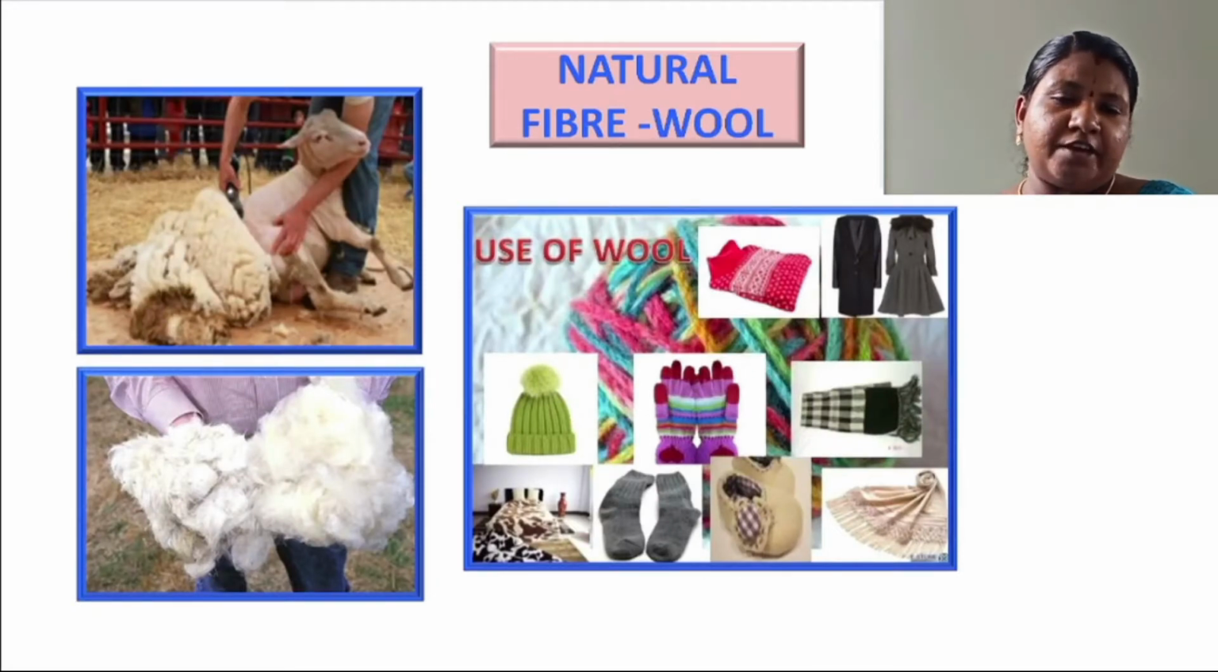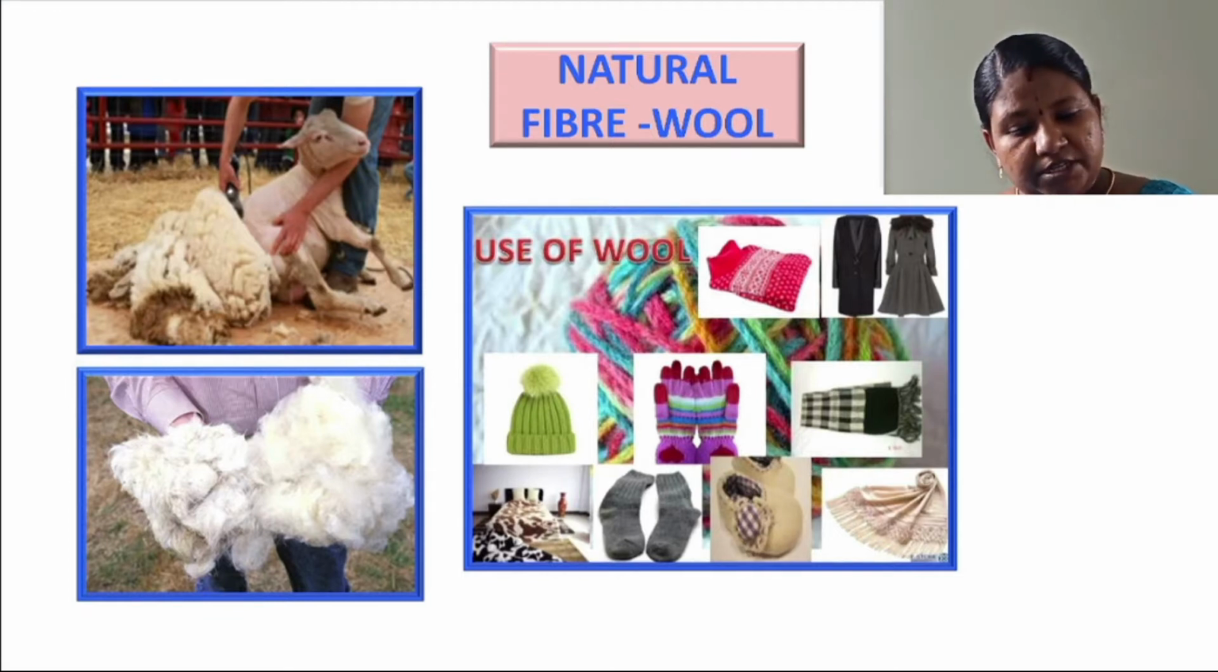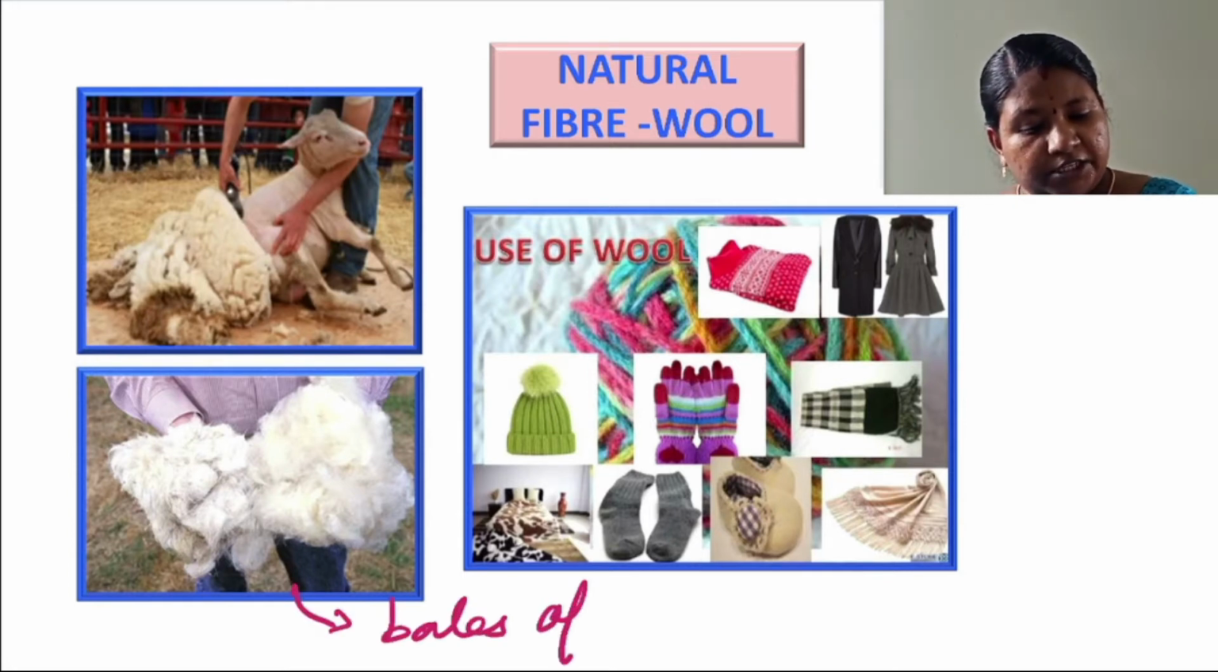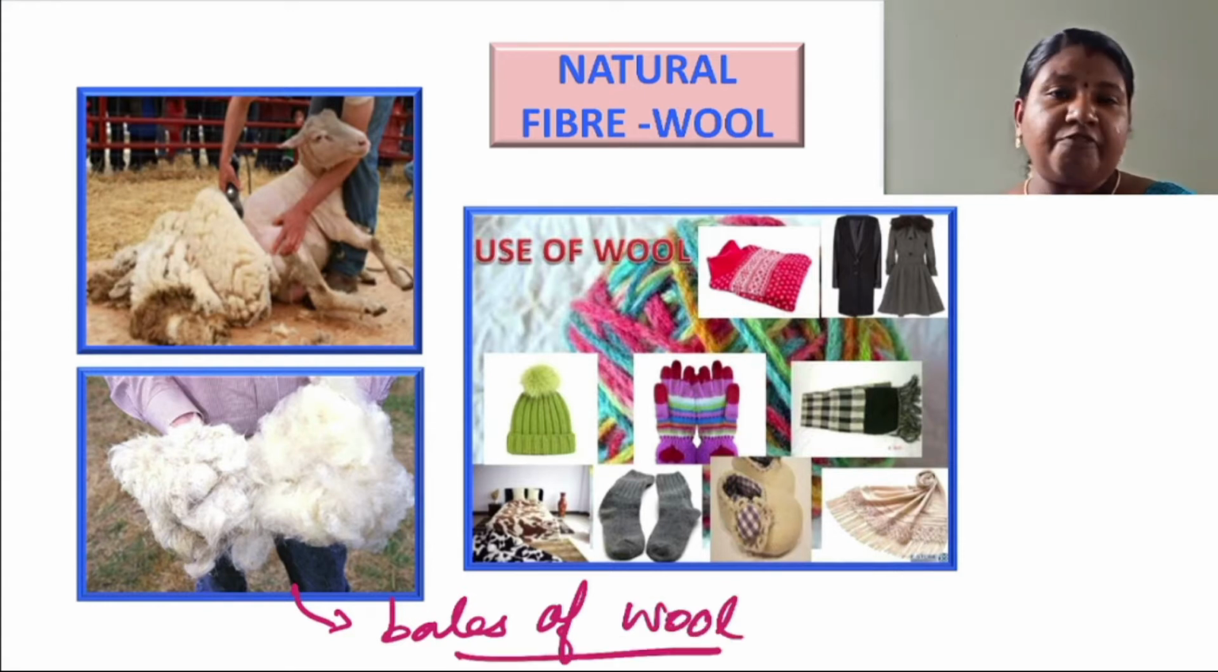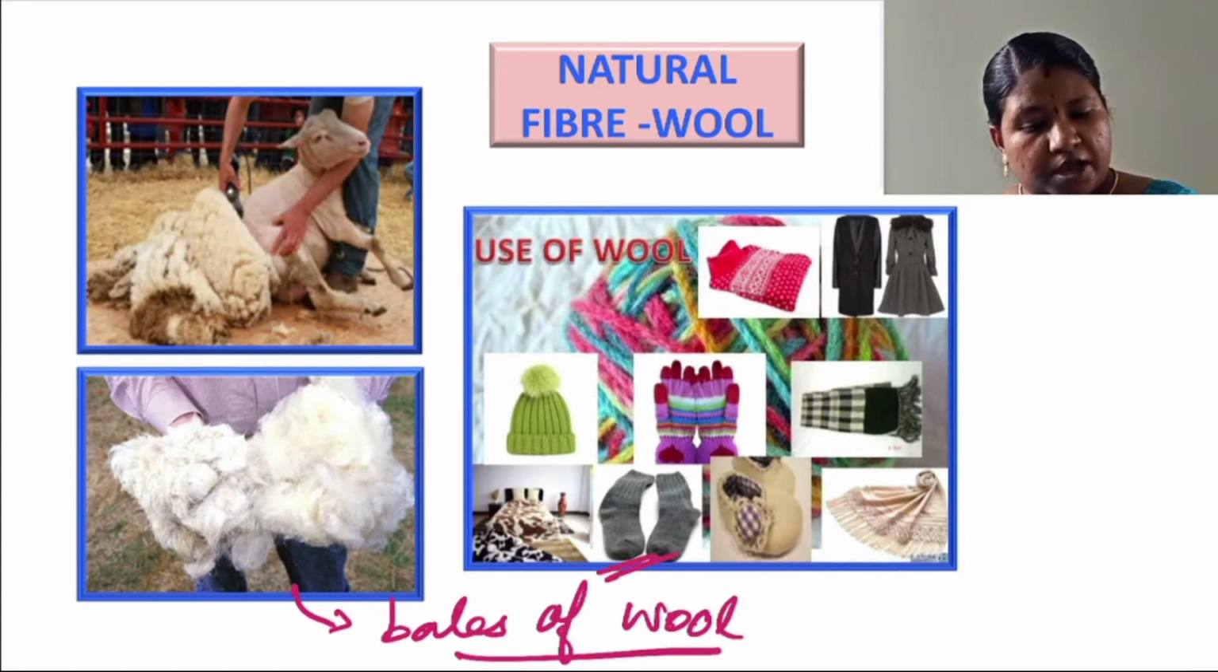Next, natural fiber wool. Where do we get this wool? We get this wool from sheep, isn't it? The sheep are sheared to get bales of wool, and these bales of wool will be further processed to get very useful materials like sweaters, jumpers, socks, scarves. We get many useful materials.